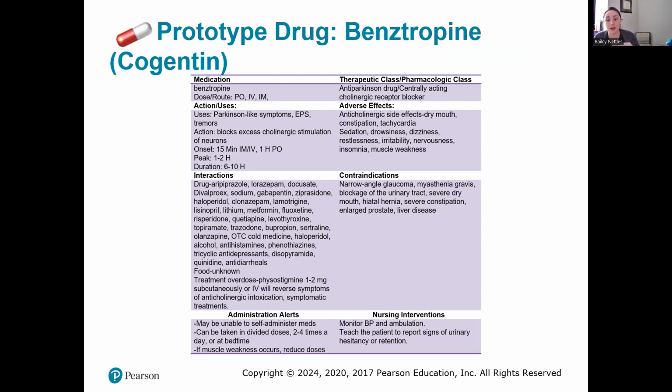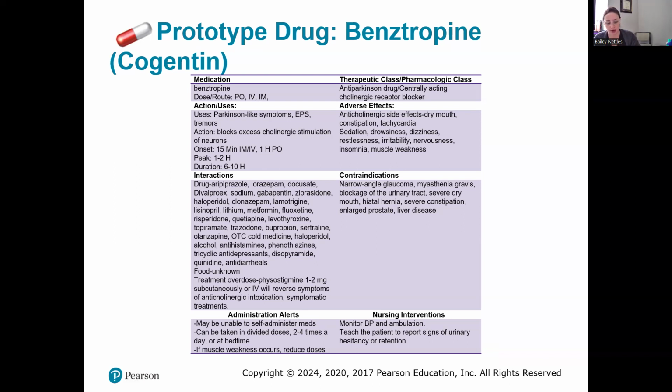So, no food interactions, but we do need to know that the antidote for anticholinergics is physostigmine. Okay, so physostigmine 1 to 2 milligrams sub-Q or IV will reverse anticholinergic intoxication. So it's a very important drug. We need to know what that is and when to use it.